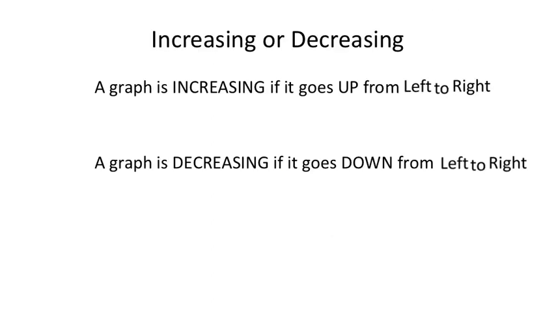Okay, so increasing. A graph is increasing. Now, again, there's just a visual check, no calculations, right? Is it going up from left to right? So in the past, we've seen this with slopes. That just means it has a positive slope, something like this.